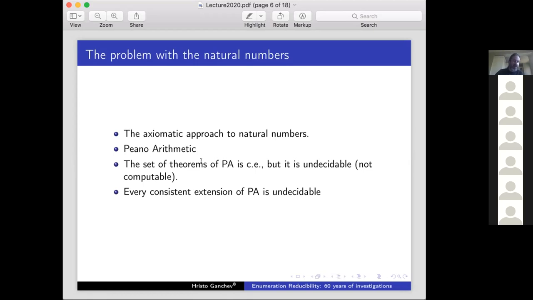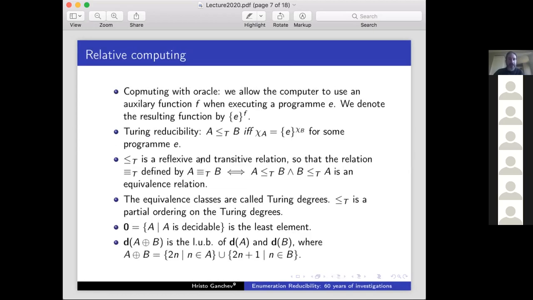What's the way? How do we know that a set is more complex than another one? The answer comes with another modification of Turing machines proposed by Turing, which is computing with oracle, or relative computing. So from our perspective of the computer, we allow the computer to use an auxiliary function F when executing a program E. Now this auxiliary function is not inside the computer, it comes from the outside. So you might think that during the execution, from time to time, the computer asks you, what is F of one? And it is you that should give the answer.